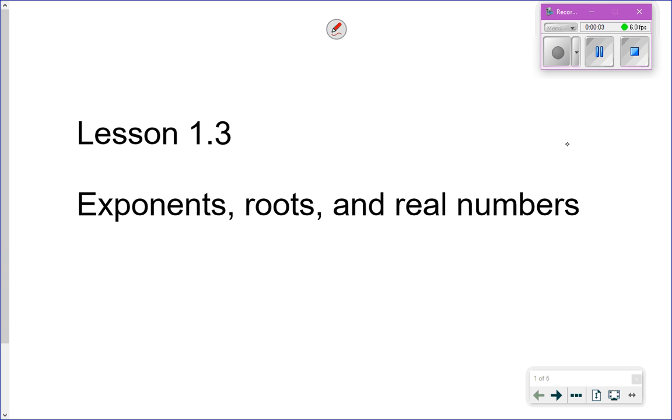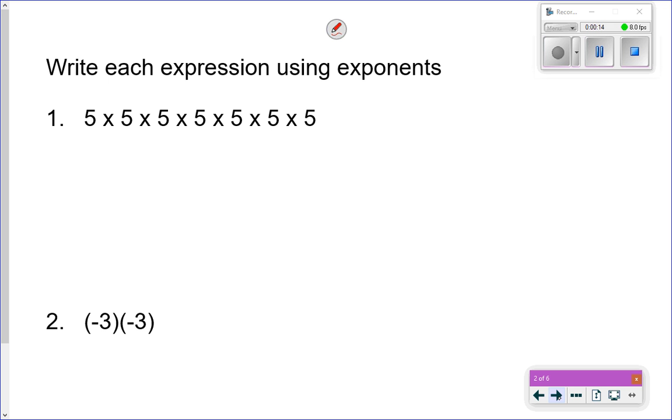Okay, so today we are going to talk about exponents, roots, and real numbers. So we're going to do some simplifying of exponents, talk about how to simplify some square roots and things like that. So just follow along on your own piece of paper.